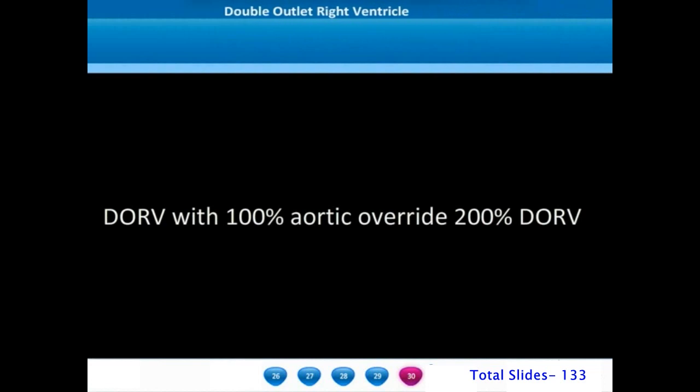In the previous example, we saw a double outlet right ventricle with almost 90% aortic override. We'll show patients with more degrees of override. This will be described as 200% double outlet right ventricle because 100% of the aortic valve and 100% of the pulmonary valve are committed towards the right ventricle.